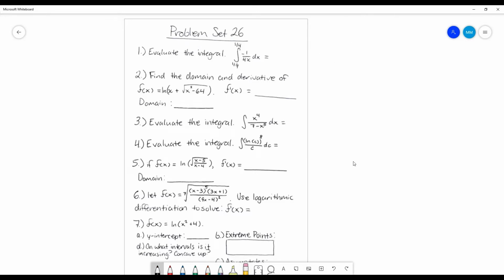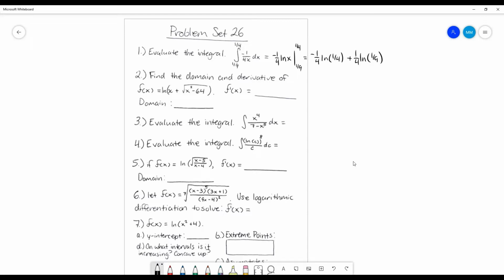And then we need to evaluate it on these bounds. So it's going to be negative 1/4 times the natural log of x from 1/9 to 1/4. So it's going to be this. And then minus, that minus a negative turns into a plus, 1/4 natural log of 1/9.